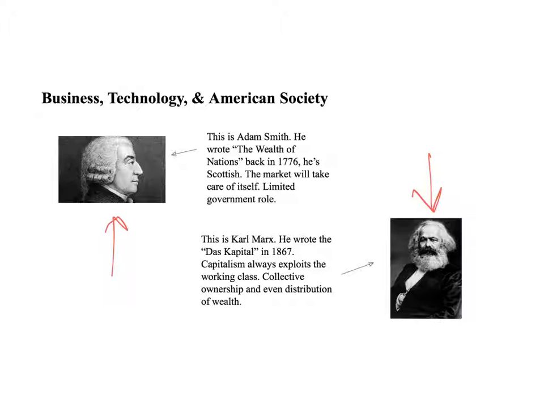Karl Marx, you may have heard of the word Marxism. Karl Marx was a historian, philosopher, and economist in the mid 1800s, and he wrote a book called Das Kapital. His whole idea was that capitalism, because it's based on maximizing profits, is not sustainable. In other words, capitalism always exploits the working class, and it always exploits the environment.